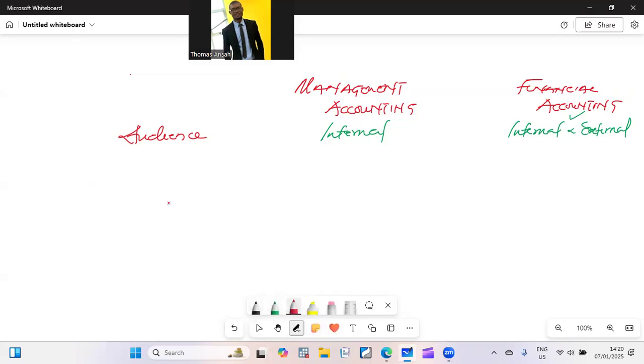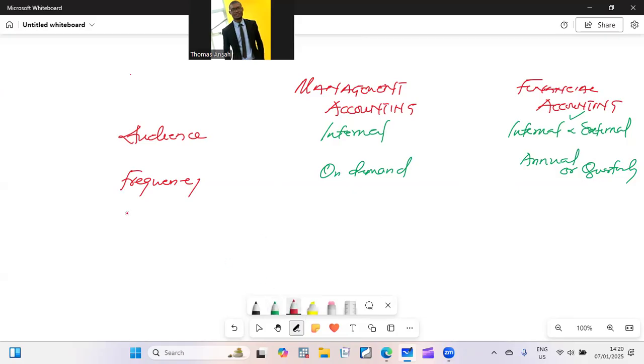Now, again, let's look at reporting frequency. How frequent are you supposed to be providing the financial information? This one, because it's internal, is usually on demand, very frequent. But as for financial accounting, it is usually annual or quarterly. But this one is on demand. As you need a decision to be made, you do that. All right. So that is that.